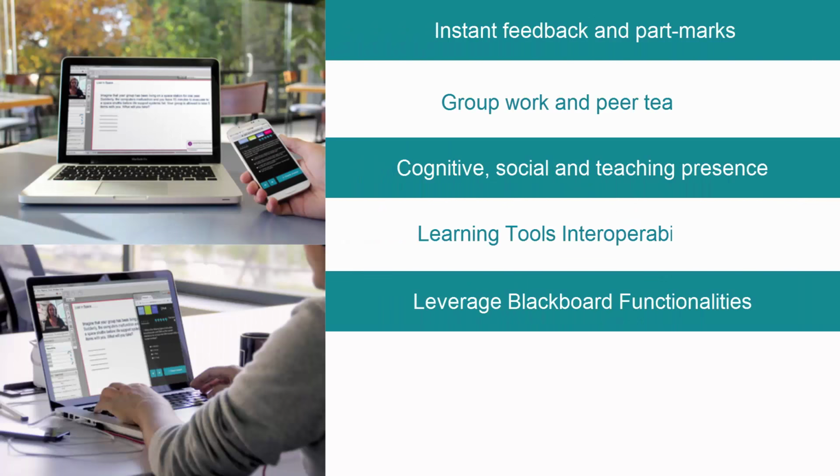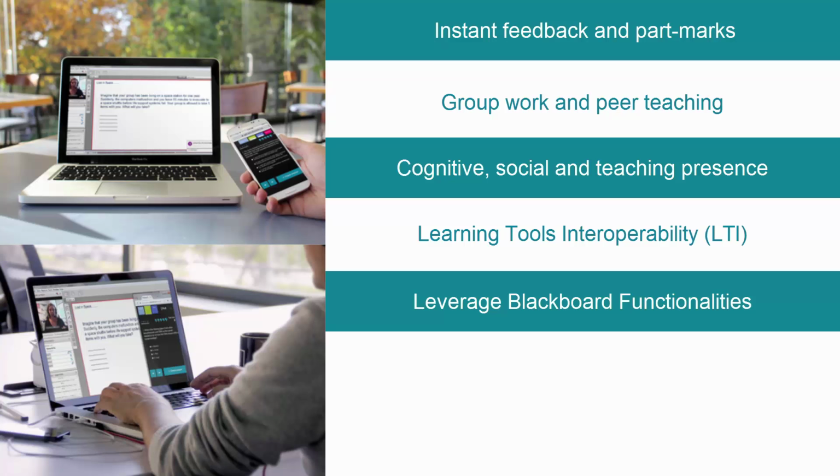So what Team Up was designed to do initially was to work with online courses so that students could do group work in a synchronous fashion, and the idea was that they would be provided with instant feedback as well as being able to get part marks. It was designed to enable group work and peer teaching, and was also designed to contribute to the cognitive, social, and teaching presence within the online classroom.